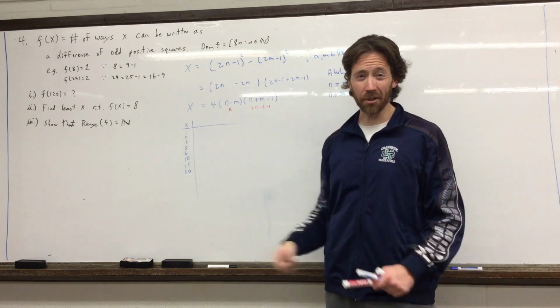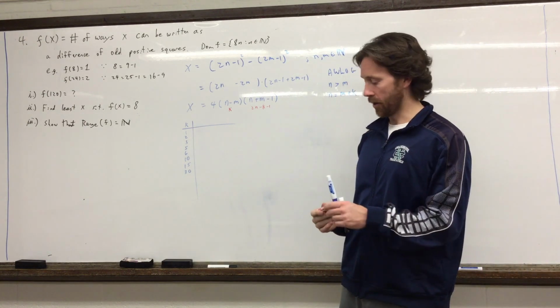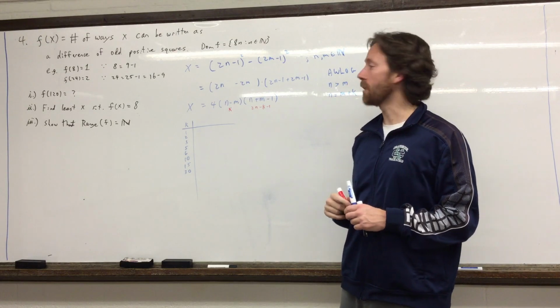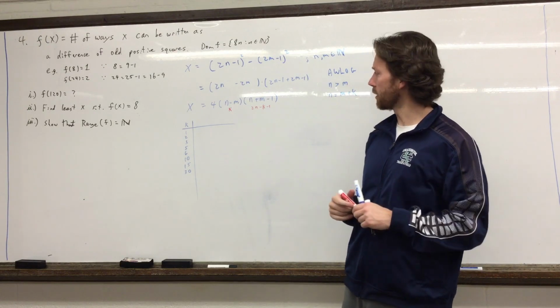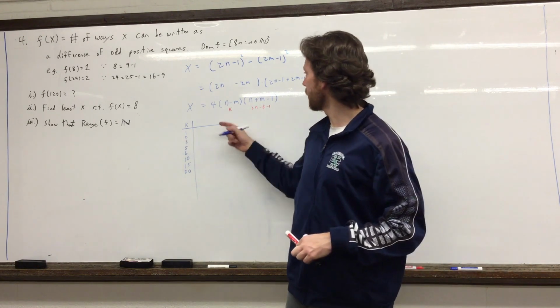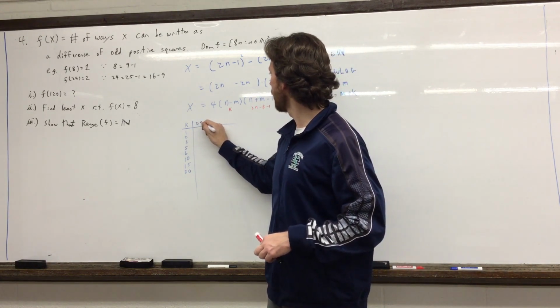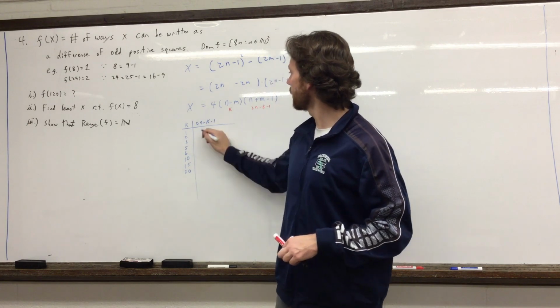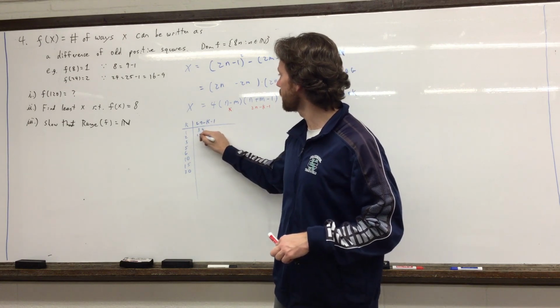Okay, so probably not all of these are going to give me a different valid number for n and k, but let's just see what we got here. So if these are k, then my 2n minus k minus 1 is going to be the same numbers in the opposite order.